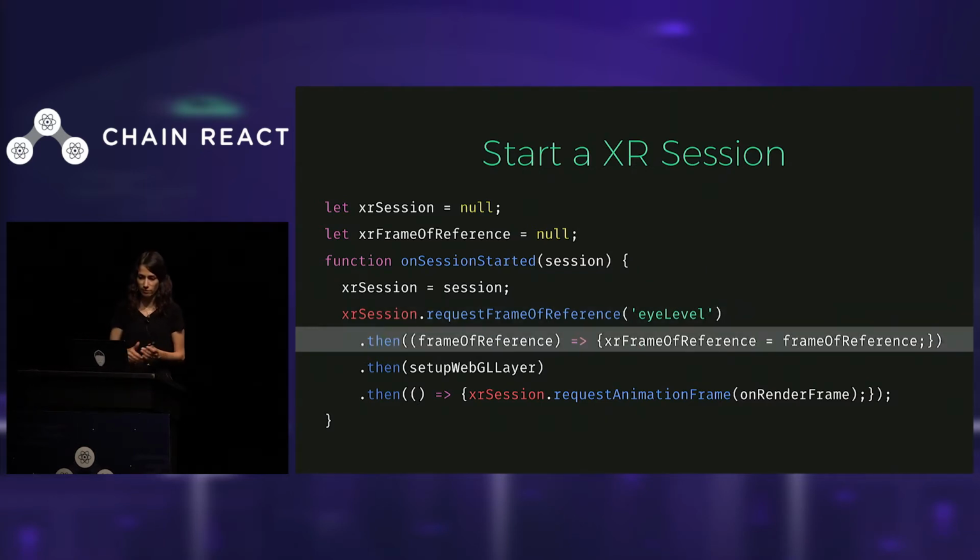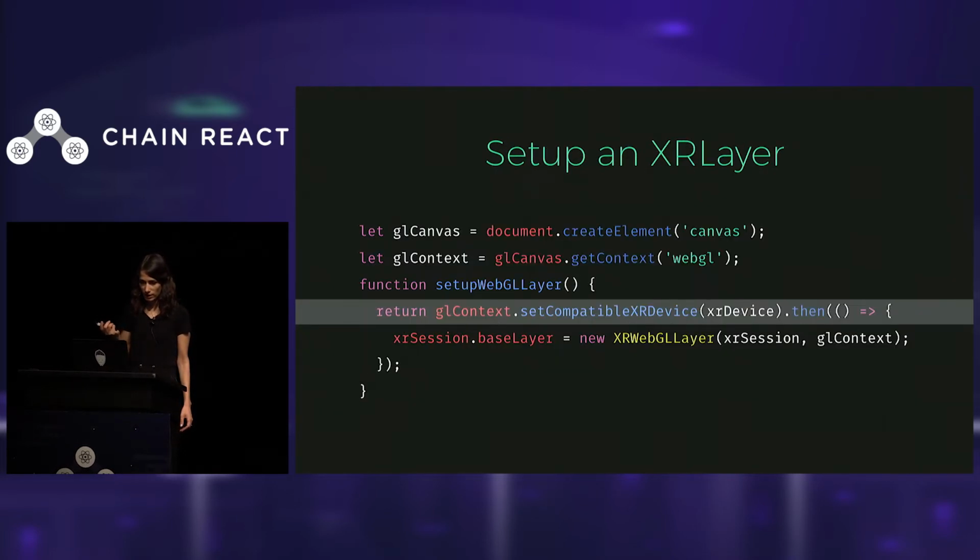The requestFrameOfReference method also returns a promise that gets resolved with an XR frame of reference object. And before starting the render loop, we also need to set up an XR layer, or to be exact, a WebGL layer. This layer allows WebGL to provide the bitmaps to be rendered to the device.